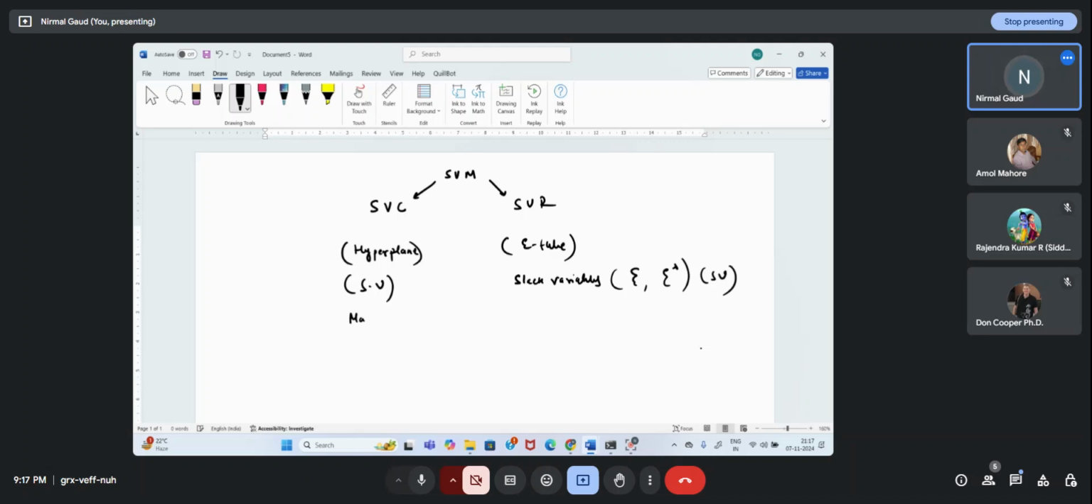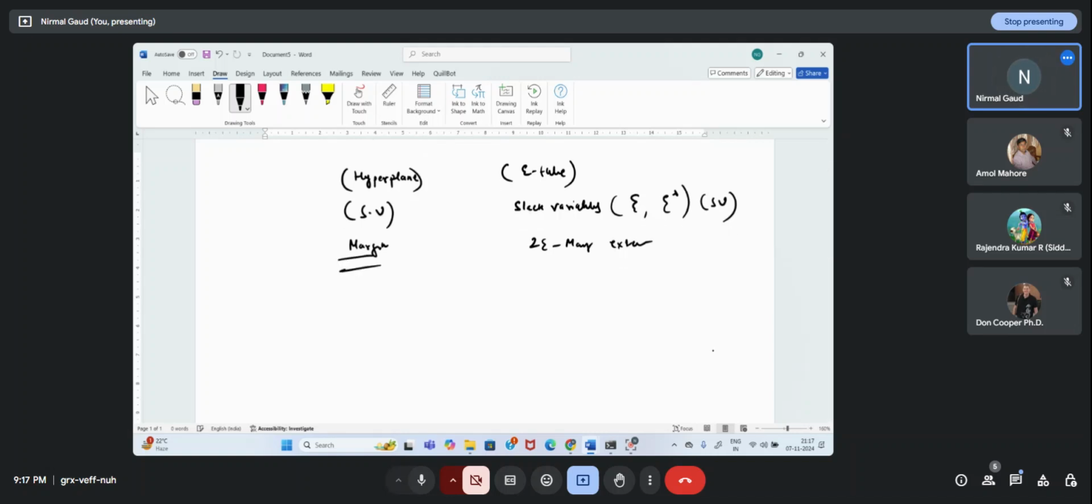We do have a margin which we want to maximize. Here also the epsilon tube has 2 epsilon as a margin, which I want to maximize. But again, the same concept says: increase the margin, but do take care of errors. Here also I need to take care of the errors. So instead of a hyperplane, it is having an epsilon tube. Instead of having support vectors for the class boundaries, we are having slack variables. Rest, we are having this 2 epsilon as a margin.